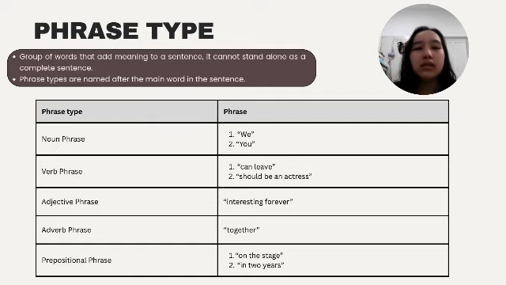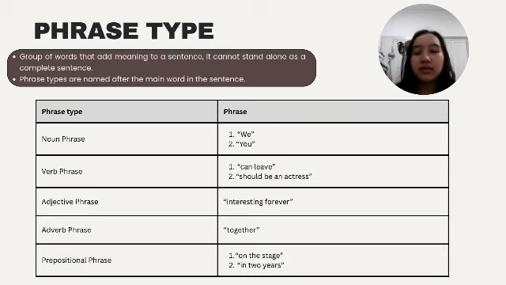Next, on verb phrase, the two examples are "can leave" and "should be an actress." For "can leave," the word "can" is the head, the verb of the phrase, while in "should be an actress," "should" is the main head, the verb of the verb phrase. While next on adjective phrase, the head word of "interesting forever" is "interesting" because it is the adjective in that phrase. An example of an adverb phrase, however, is "together." Since "together" is an adverb, it acts as the adverb phrase itself.